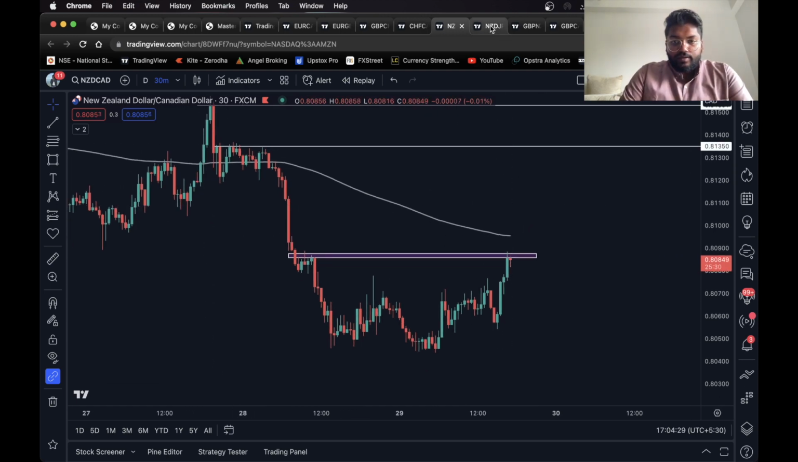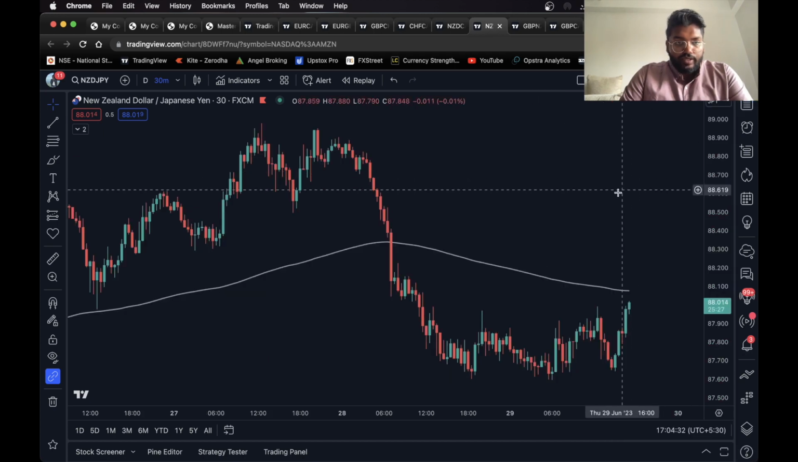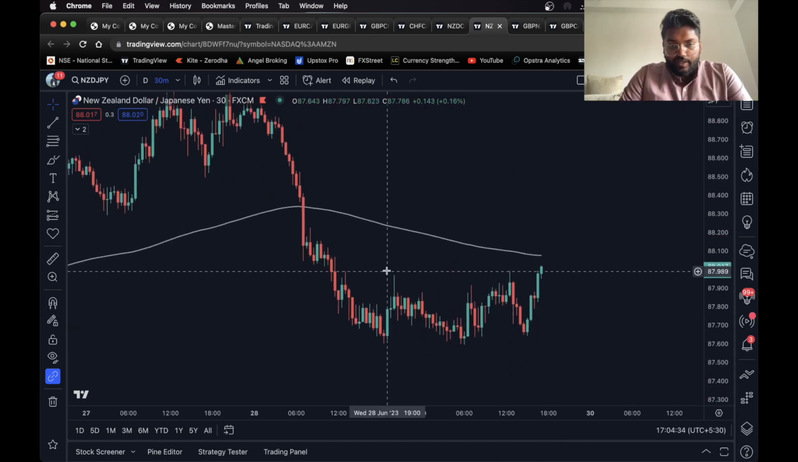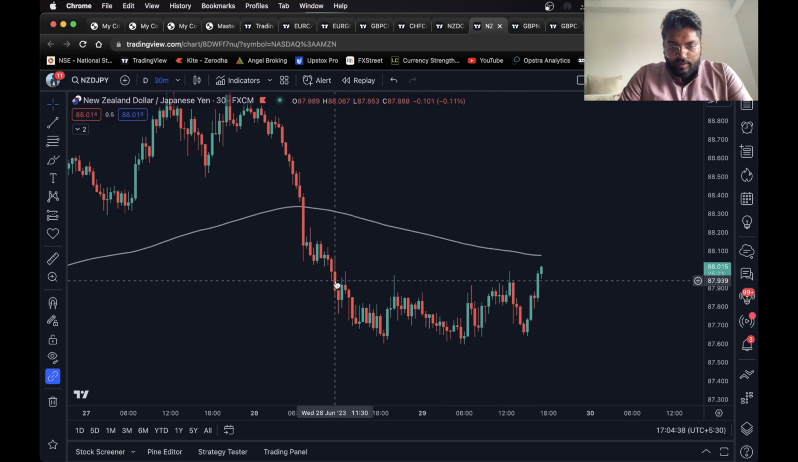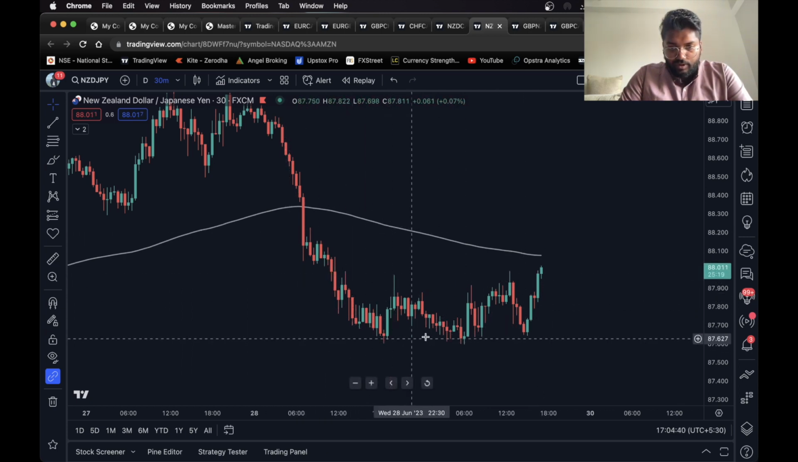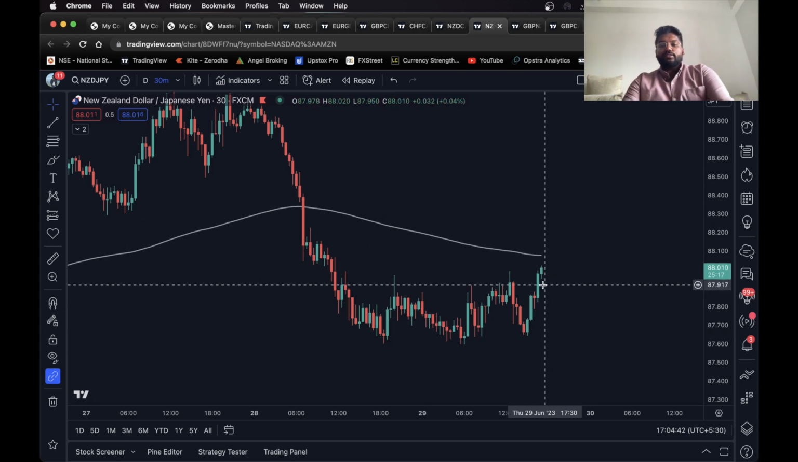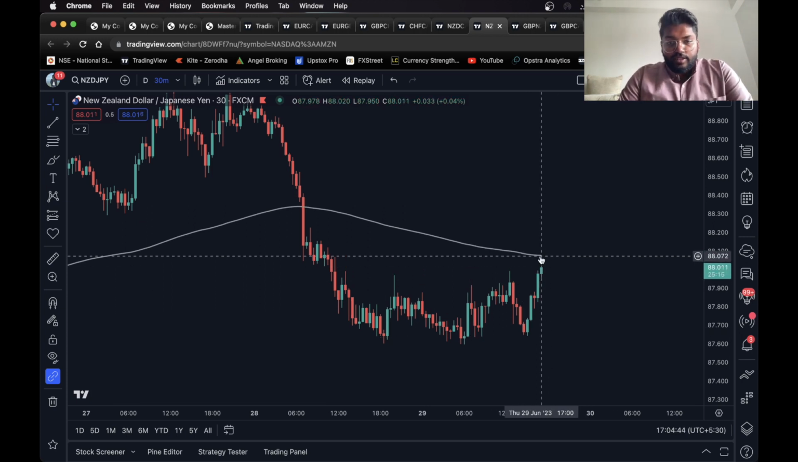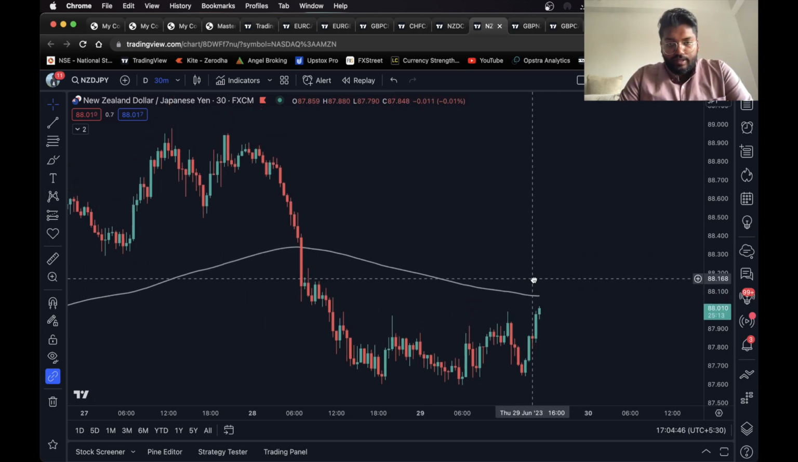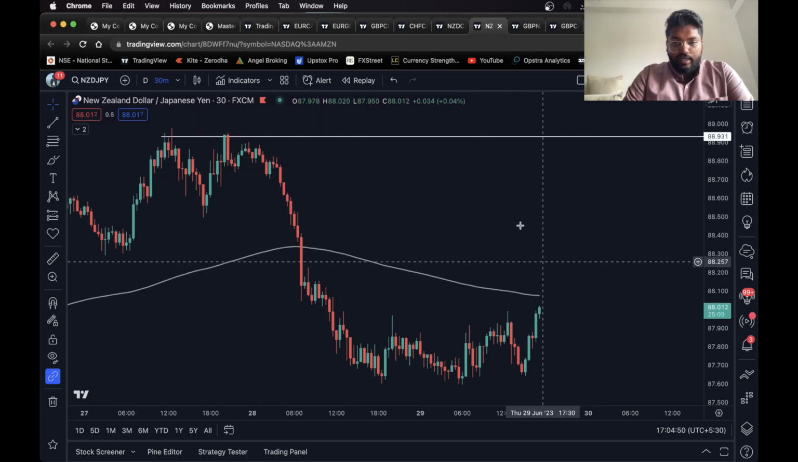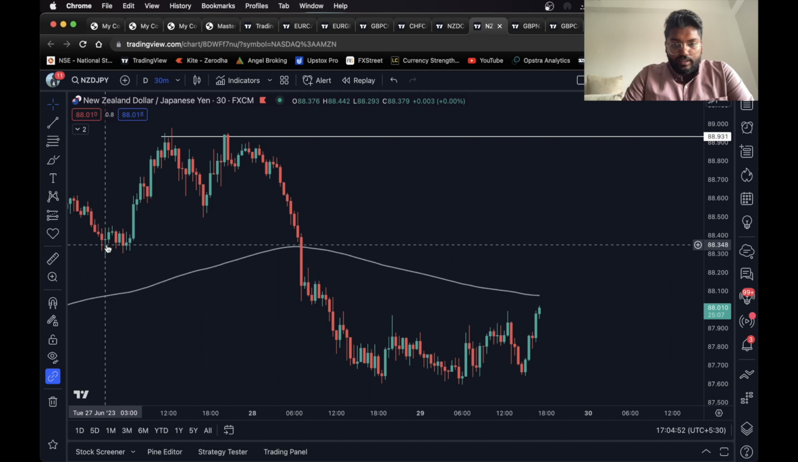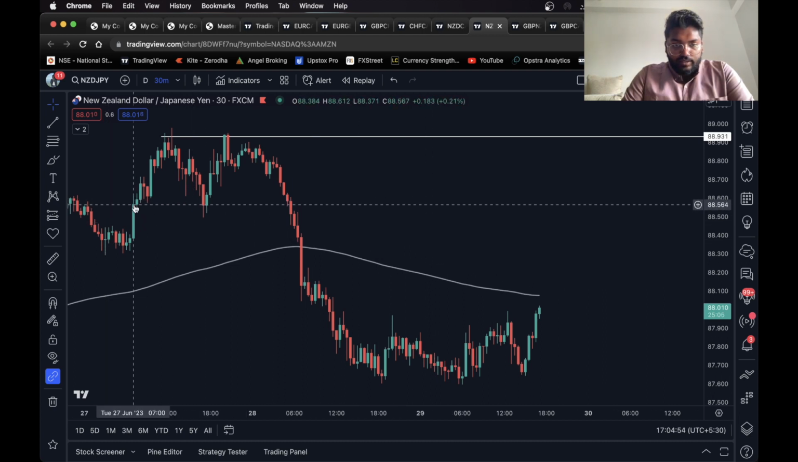Okay, moving on to the next one, again we have New Zealand dollars and JPY. As you can see, it has been forming a pattern over here. This is the first bottom, second bottom, third bottom. You can consider this a triple bottom pattern. Once it sustains above the 200 EMA, a long entry can definitely be taken. You can consider this level as your final target. Just in case you can't hold it till here, you can consider this level as your first target.